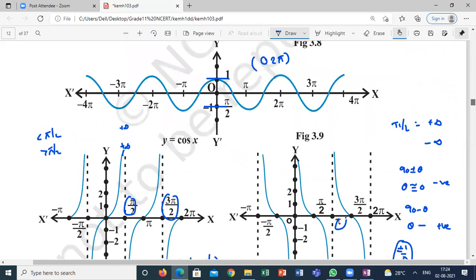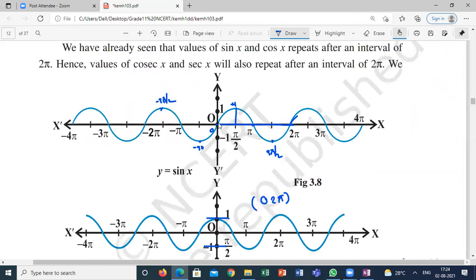But sine and cos is not like that. Sine and cos, every 360 degrees the values are repeating. If I am taking 0 to 360, again the same thing will come.